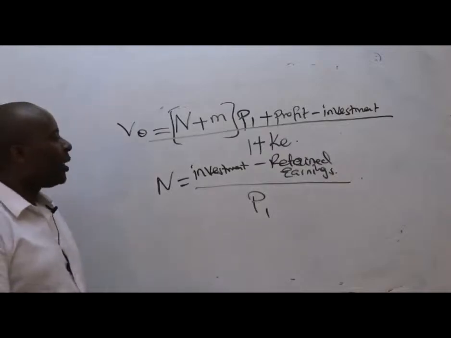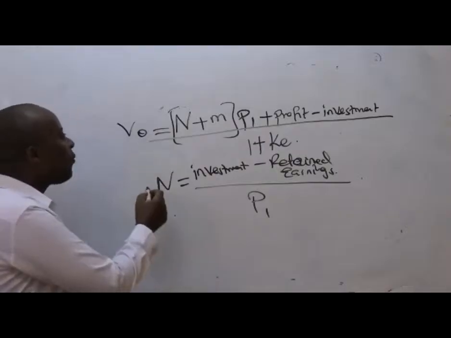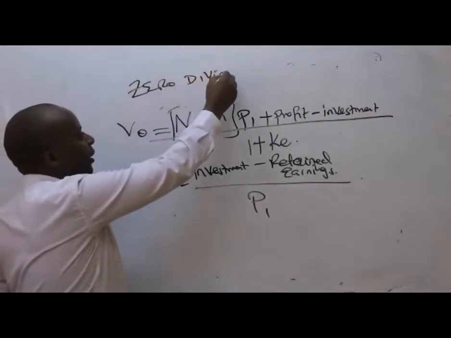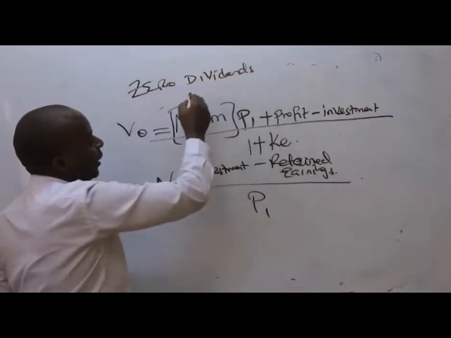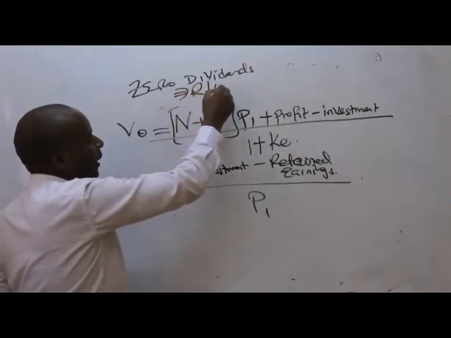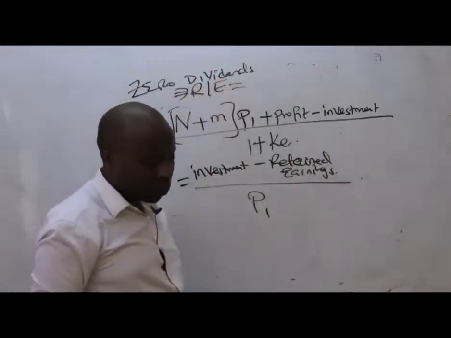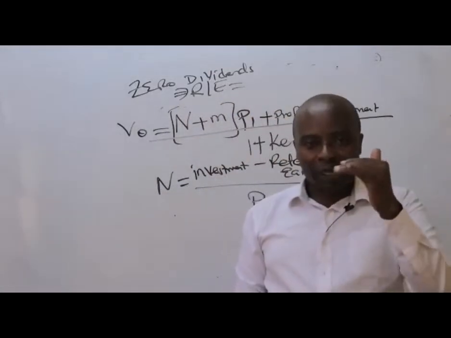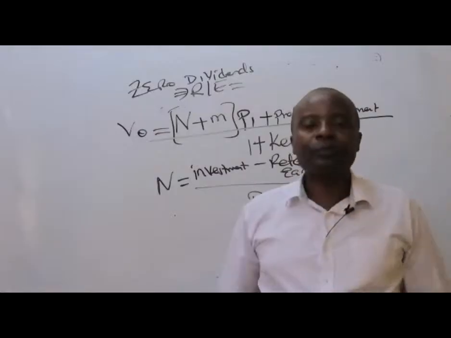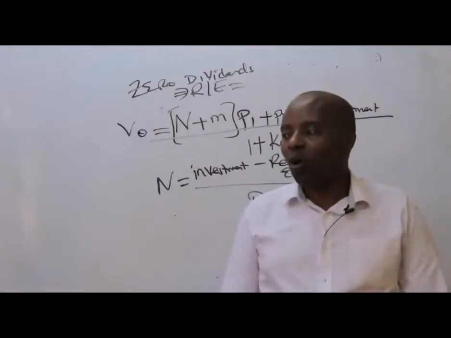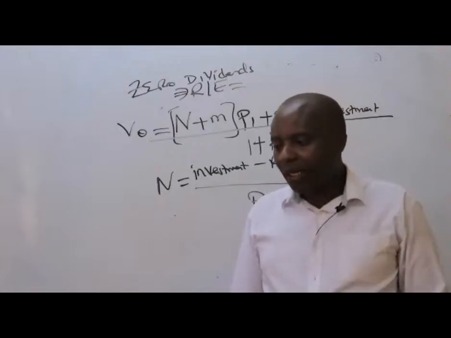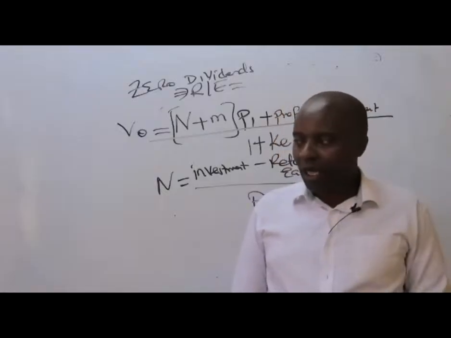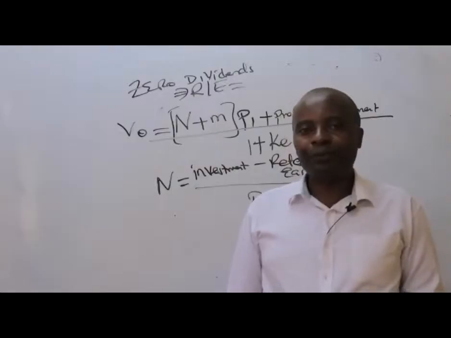So, ladies and gentlemen, in this question of ours, when we talk of zero dividends, if we don't pay dividends at all, then what will be the retained earnings? Can somebody talk to me this afternoon? When dividends are zero, how much retained earnings are we going to have?